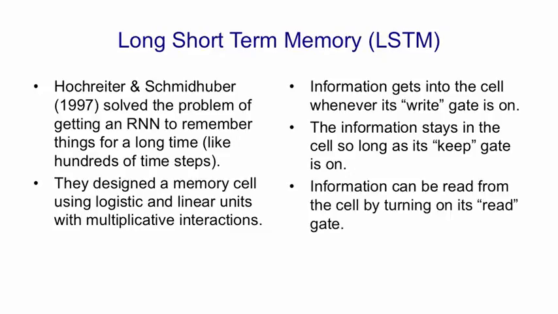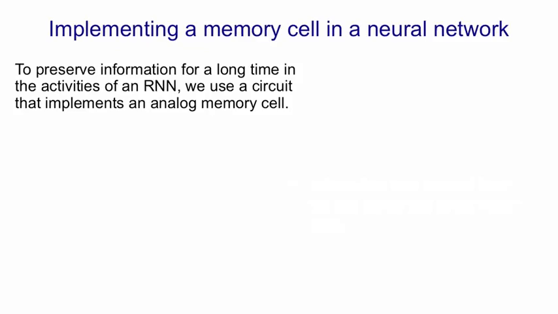And finally, the information gets read from the memory cell so that it then goes off to the rest of the recurrent neural network and influences future states. And it's read by turning on a read gate, which again is a logistic unit controlled by the rest of the neural network. The memory cell actually stores an analog value, so we can think of it as a linear neuron that has an analog value and keeps writing that value to itself at each time step via a weight of 1, so the information just stays there.